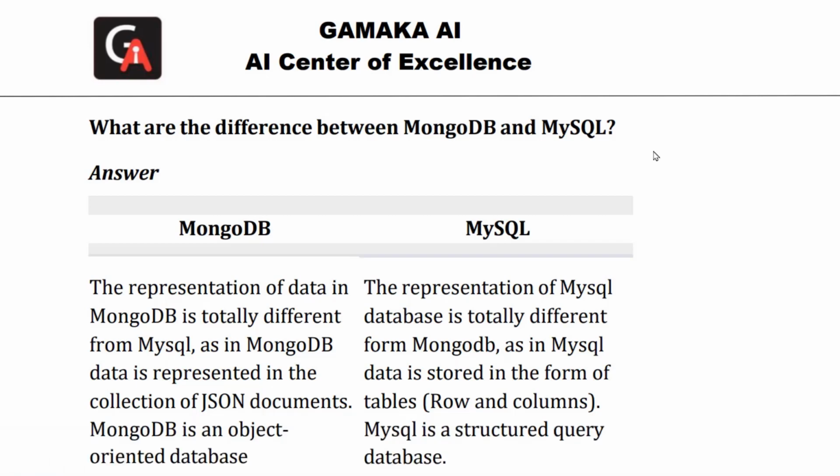MySQL? First of all, MongoDB and MySQL are both database management systems, and the main difference is that MongoDB is a non-relational database management system, whereas MySQL is a relational database management system. In MongoDB, we store the data in JSON format, and in MySQL, we store the data in a structured way in tables, and in these tables we form relationships. So these are the two most important differences between MongoDB and MySQL.